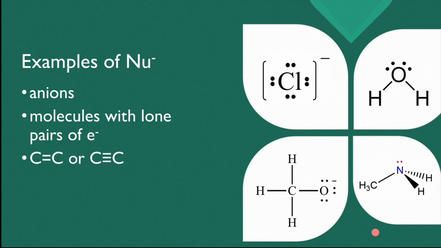A carbon atom is also electron-rich when it is involved in double or triple bond formation with another carbon atom. So C double bond C and C triple bond C are nucleophiles. The benzene ring is another example of a nucleophile.